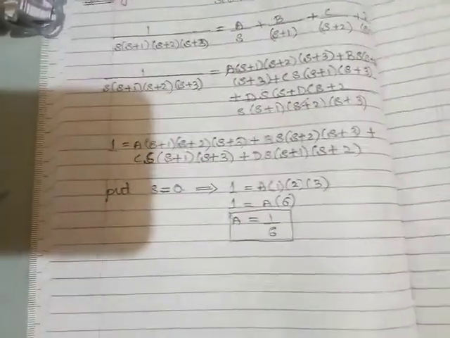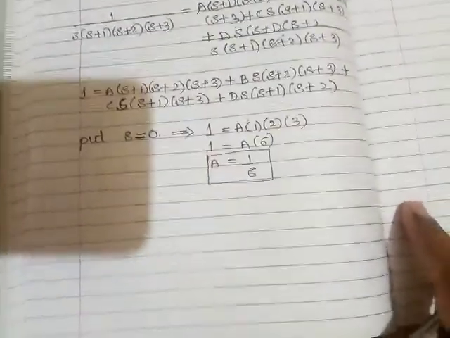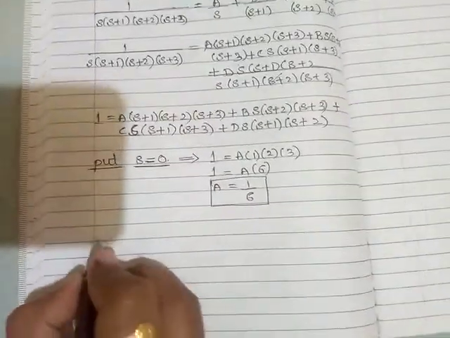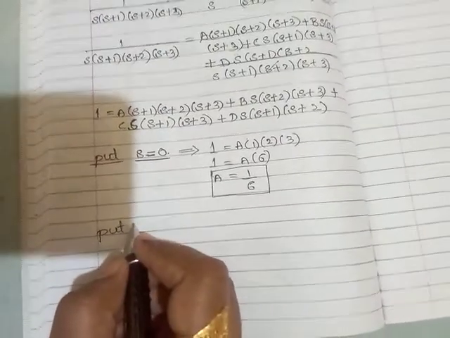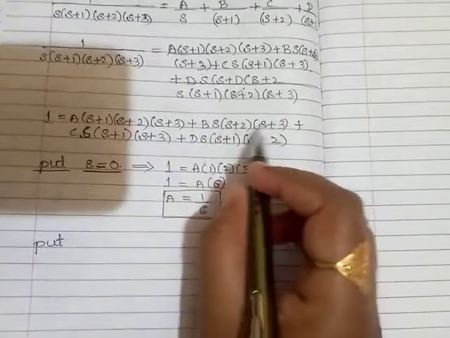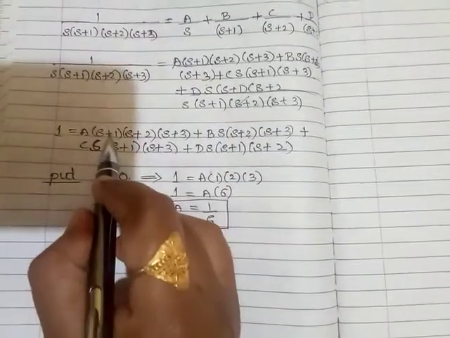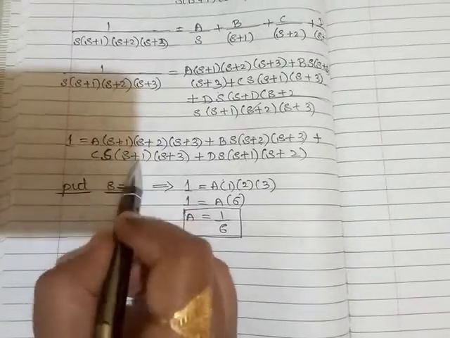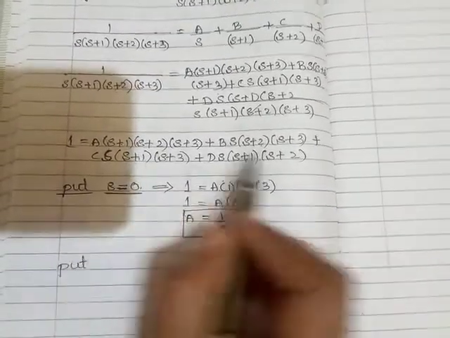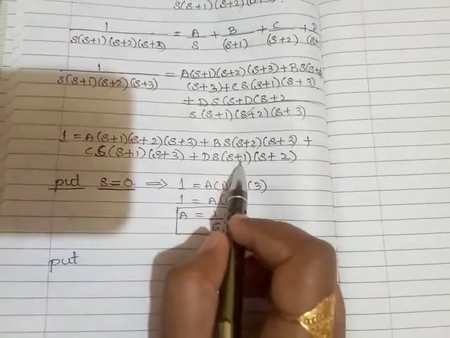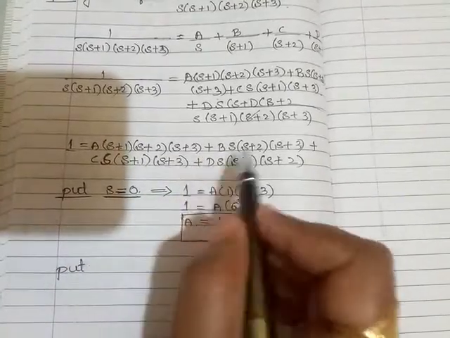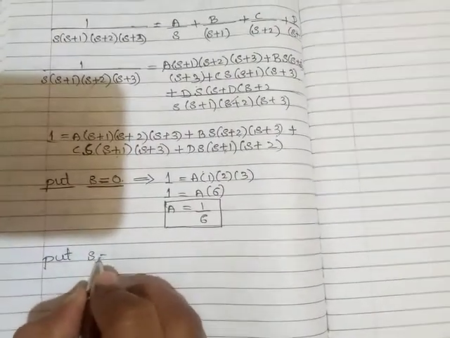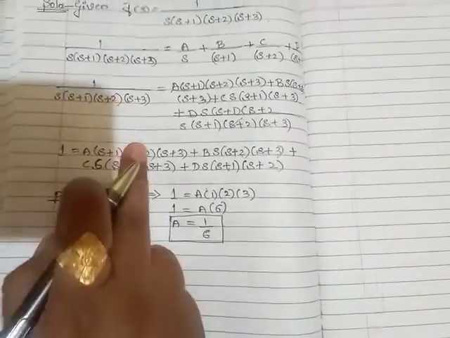Next, similarly, for finding the value of b, see here, in the second term we don't have any s plus 1 term, but the other terms have s plus 1. When you take s is equal to minus 1, those become 0, and 0 into something is 0. When you substitute s is equal to minus 1, the a, c and d terms will be 0. Remaining is only b. So I will take s is equal to minus 1.